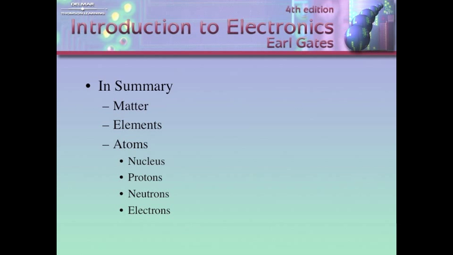Compounds. The smallest particle of a compound that we could have is called a molecule. The smallest particle of an element that we could have is called an atom. And that's what we talked about. Specifically, the makeup of atoms: nucleus, protons, neutrons, and electrons.